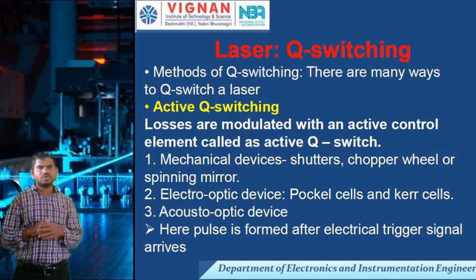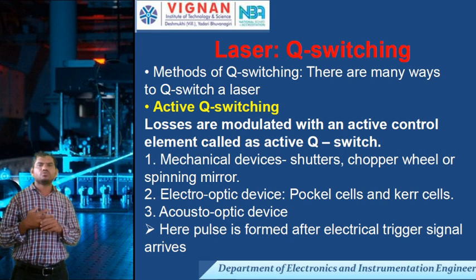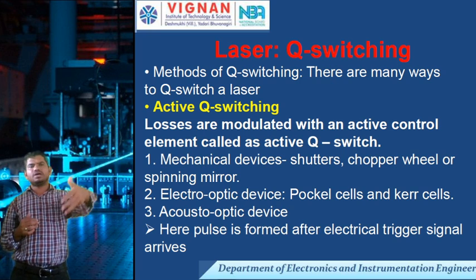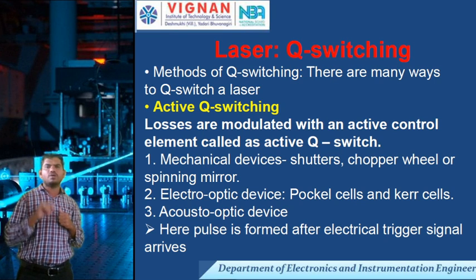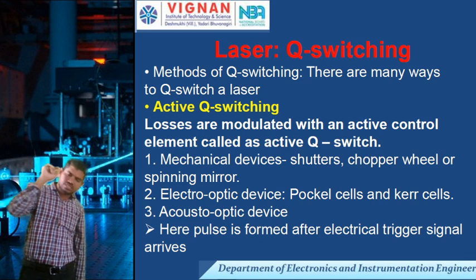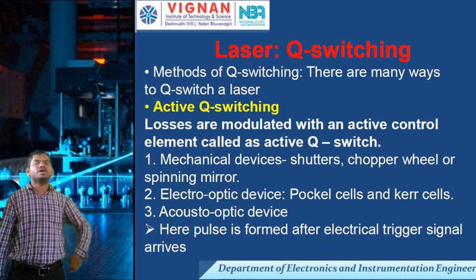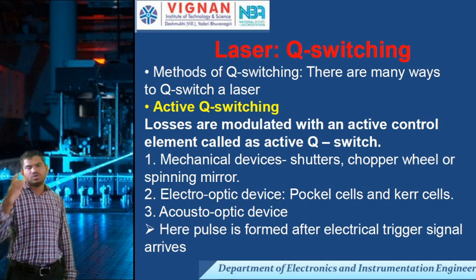By using acousto-optic devices also, we can modulate the losses. Out of these three methods, in all of them the pulse is formed only after the electrical signal. Okay, this is about Q switching.